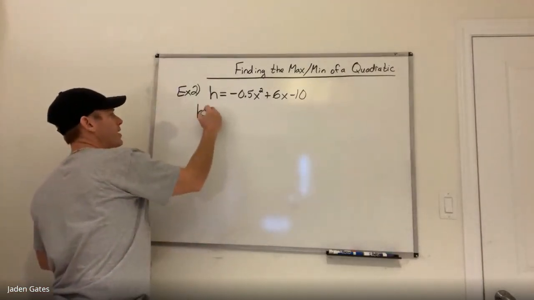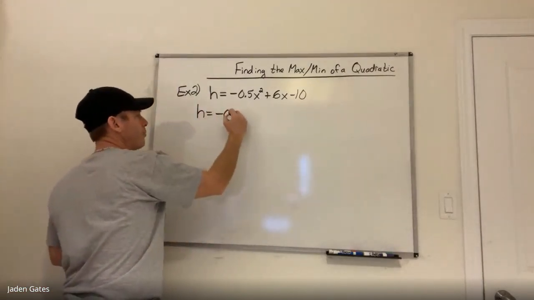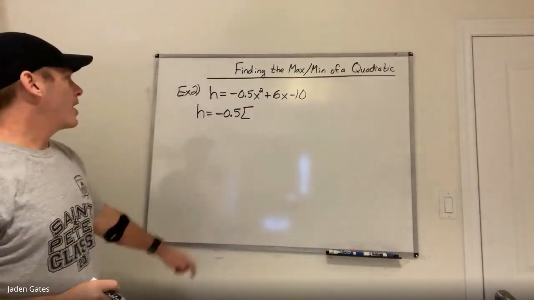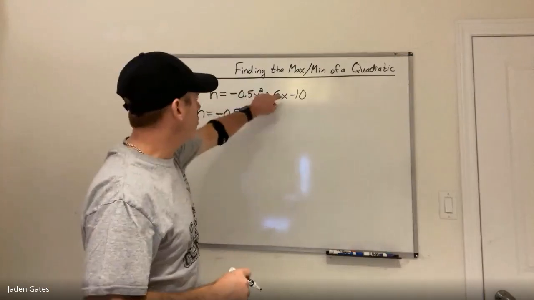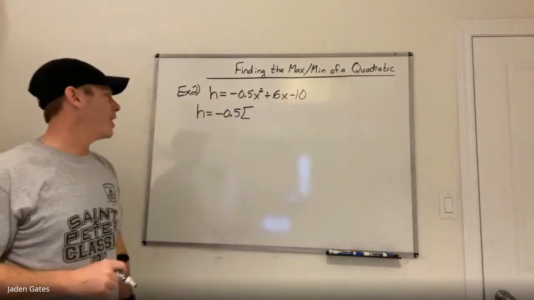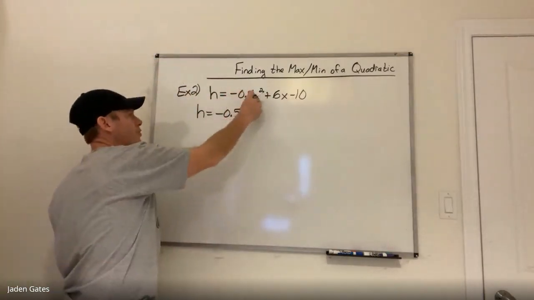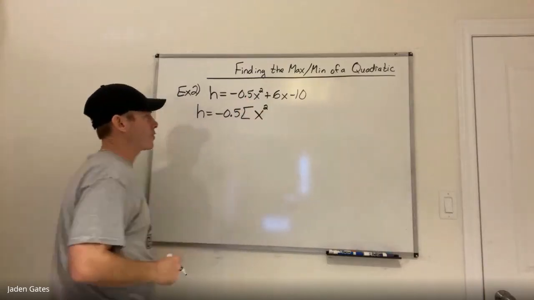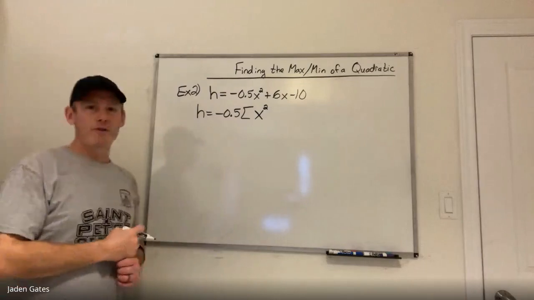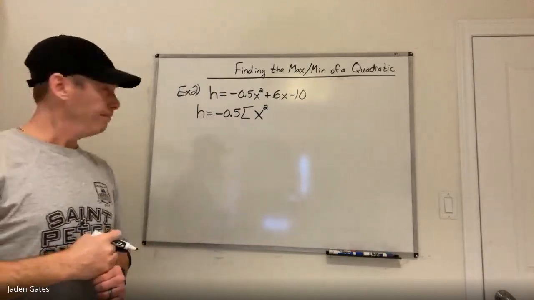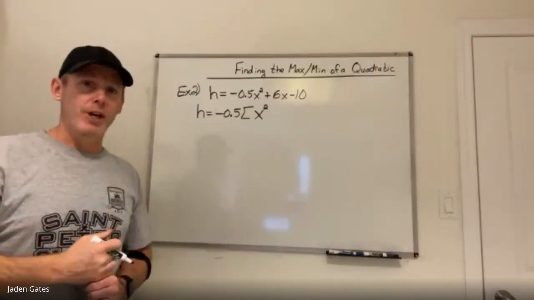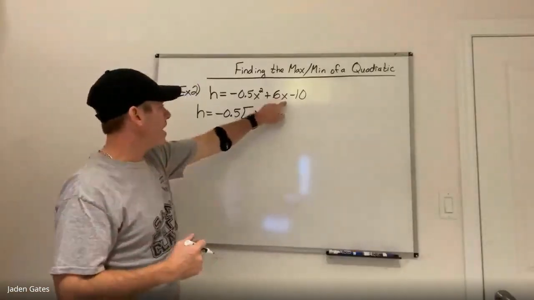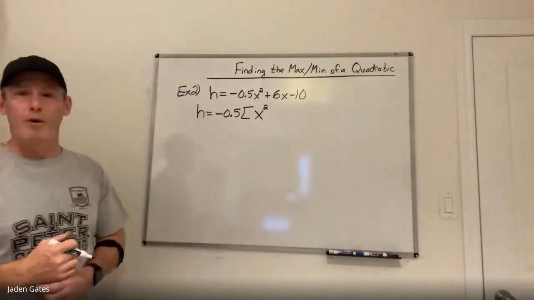Now, so I have h is equal to negative 0.5, square bracket. I divide every single term by negative 0.5. So negative 0.5x squared divided by negative 0.5, I'm just going to get my x squared. Now, when you're dividing by a number less than 1, your numbers when you divide are actually going to get bigger.